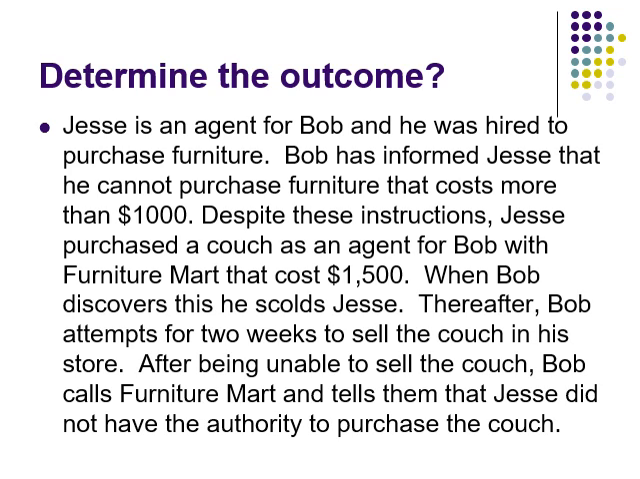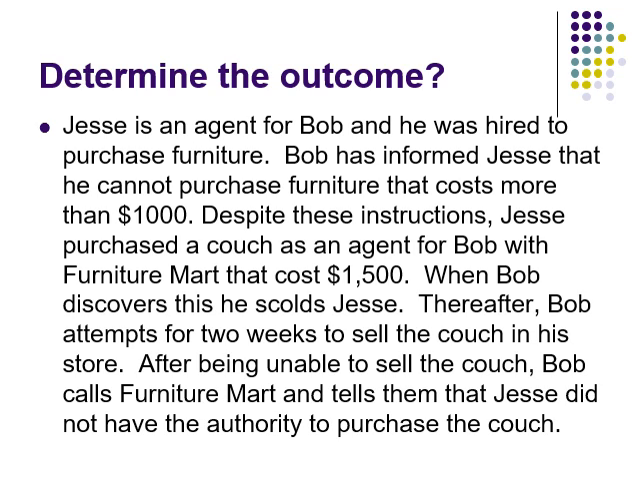Determine the outcome. Jesse is an agent for Bob, and he was hired to purchase furniture. Bob has informed Jesse that he cannot purchase furniture that costs more than $1,000. Despite these instructions, Jesse purchased a couch as an agent for Bob with Furniture Mart that cost $1,500. When Bob discovers this, he scolds Jesse.